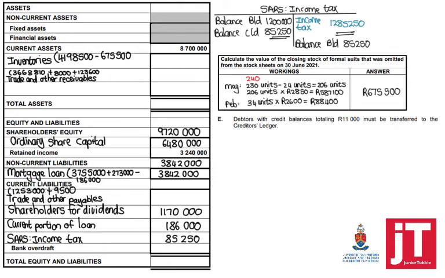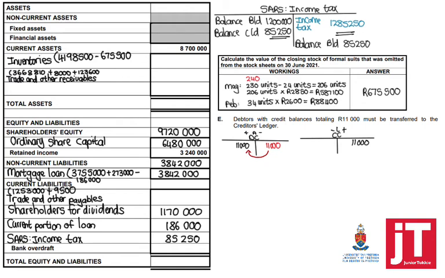Then we had adjustment number E. Debtors with credit balances totaling 11,000 must be transferred to the creditor's ledger. Now this is something that we often get wrong. The debtor with a credit balance needs to be transferred, which means it must be taken out.